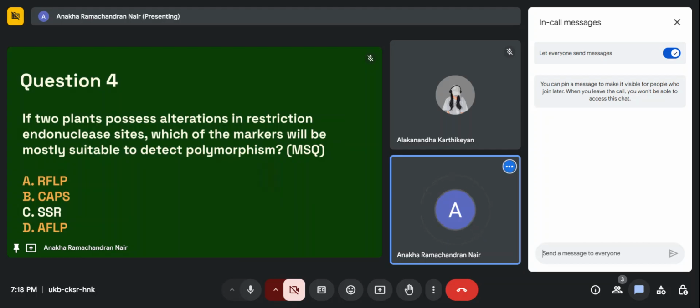Because there is some change in the restriction endonuclease sites itself, right? And since SSR is using the repeats, that is why it is not using restriction endonuclease, right? So that's why it is not a correct answer in this case.